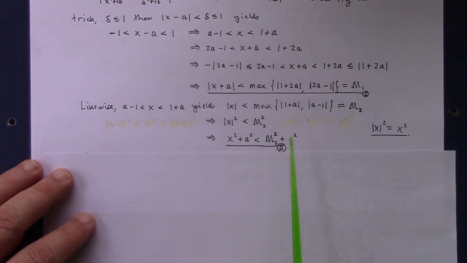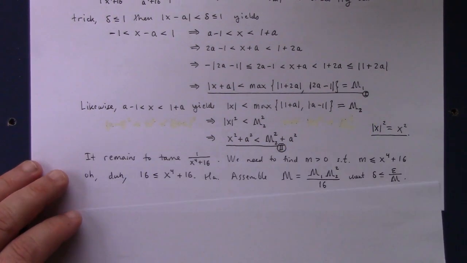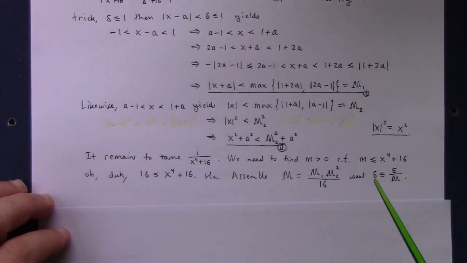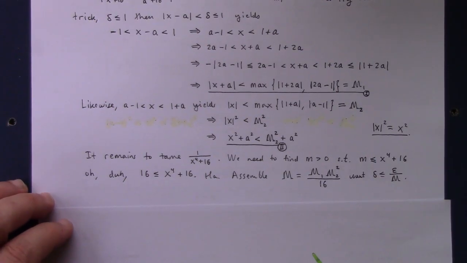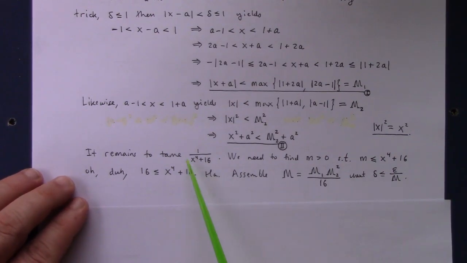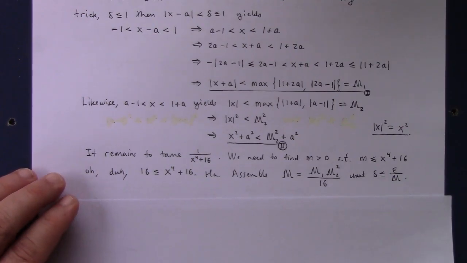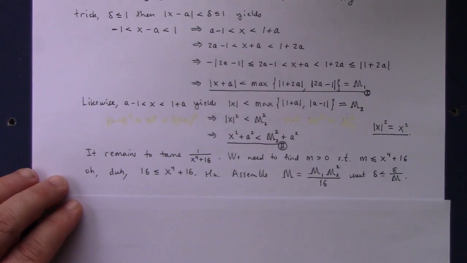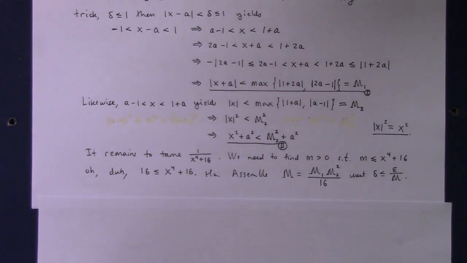So then that gives me this. So I've got 1, I've got 2, and so it remains to tame 1 over x to the fourth plus 16, but then I was like, oh, duh. So of course, 1 over x to the fourth plus 16 is less than or equal to 1/16. It's only 1/16 when x is equal to 0. Otherwise, it's smaller than 1/16. All right, so I think the comment at the bottom of the page here isn't quite right. Let's go ahead to the proof.